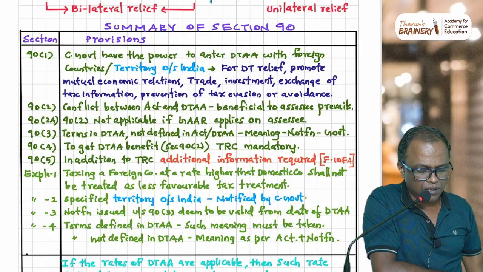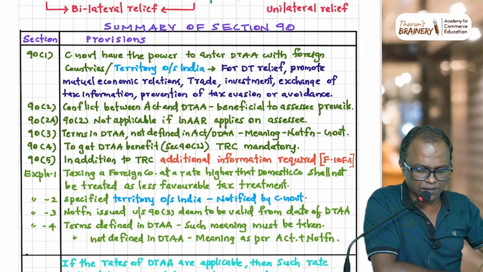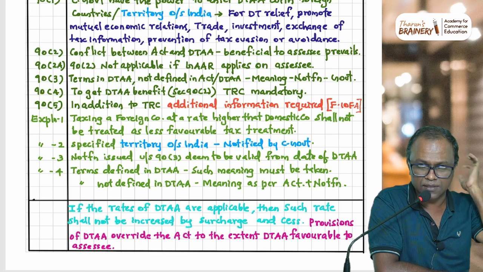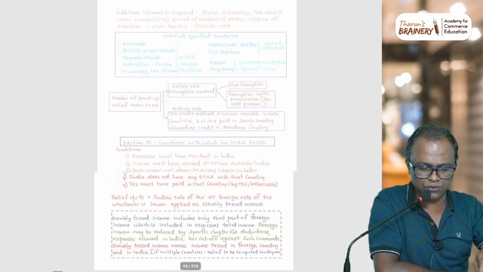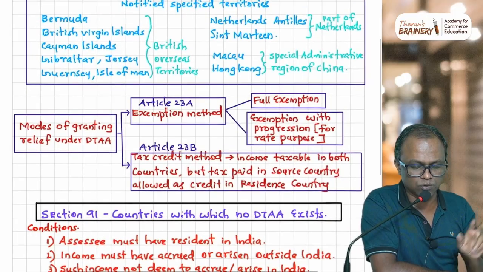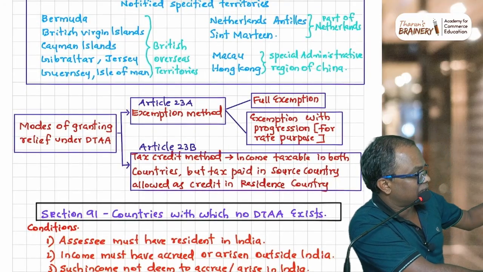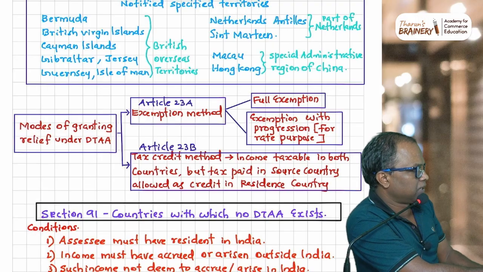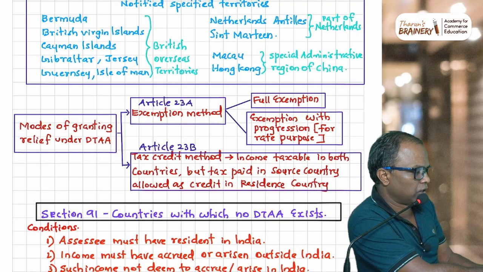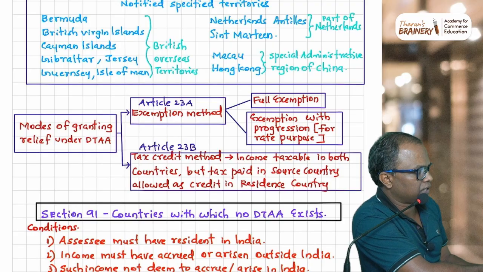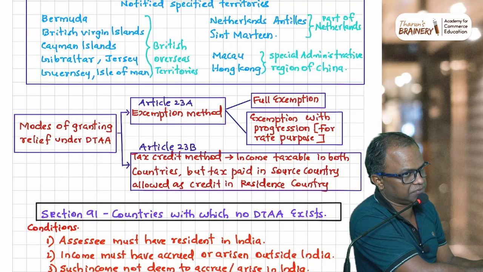And now, how is double taxation relief given as per section 90? Through section 90, double taxation relief can be given basically through two methods. One is the exemption method and the other is the tax credit method. Exemption method is the best, but only a few agreements contain it. The majority of India's DTA agreements contain the tax credit method.